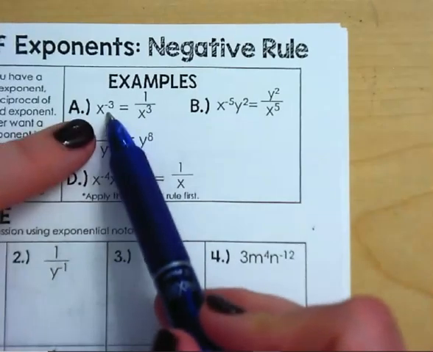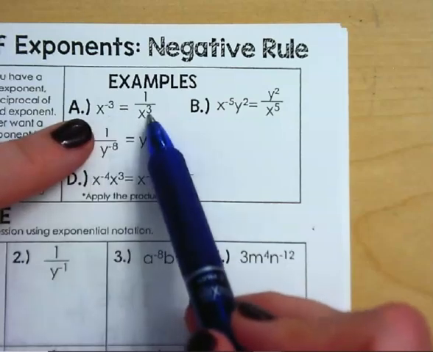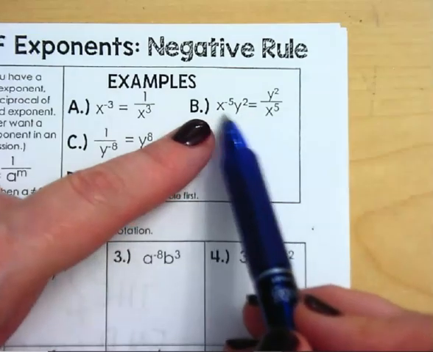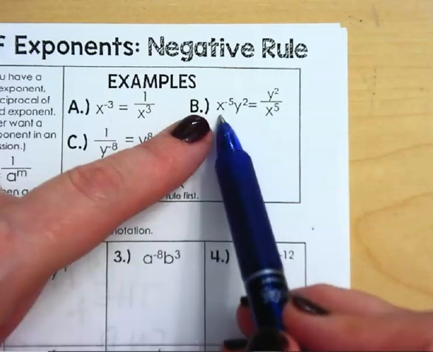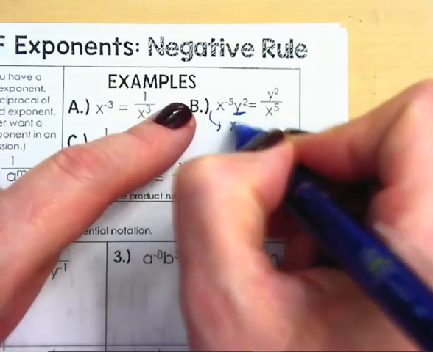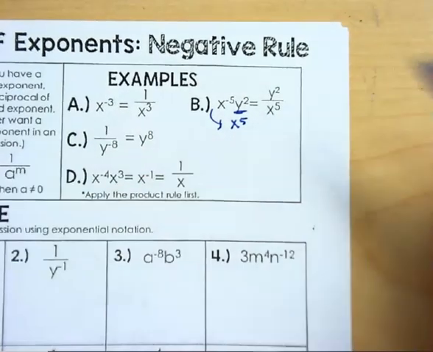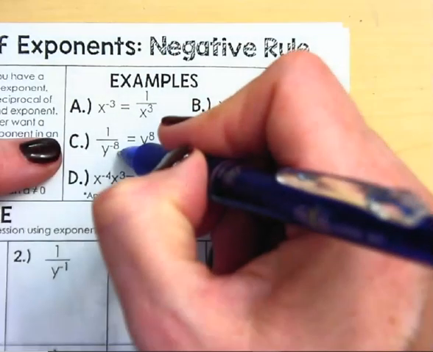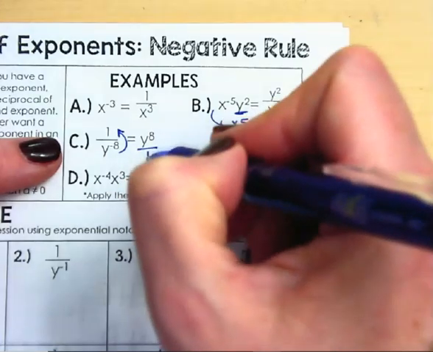You have your basic negative exponent example, where you flip the base and make the exponent positive. You have an example with 2 different bases, so the 2 different bases are the x and the y, but only one has the negative exponent. So that's the only one that gets pushed to the other side of the fraction. So y squared over x to the 5th. Here you have a negative exponent in the denominator, so it gets pushed to the other side and made positive, because really y to the 8 is over 1, right?